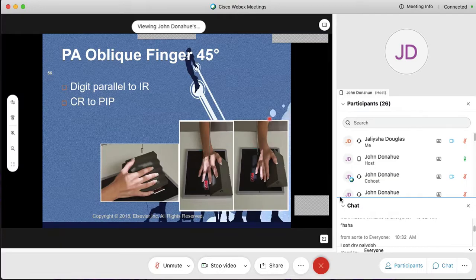We're going to have that digit parallel to our IR, and the CR does not change. The central ray will still be at the proximal interphalangeal joint of the finger you are x-raying.